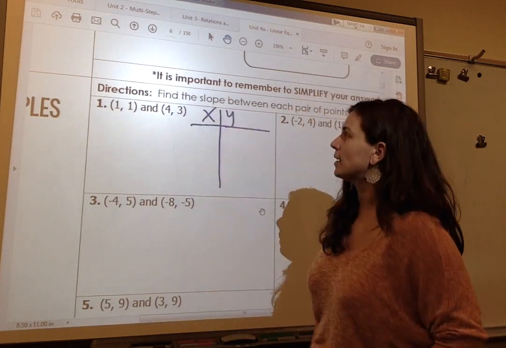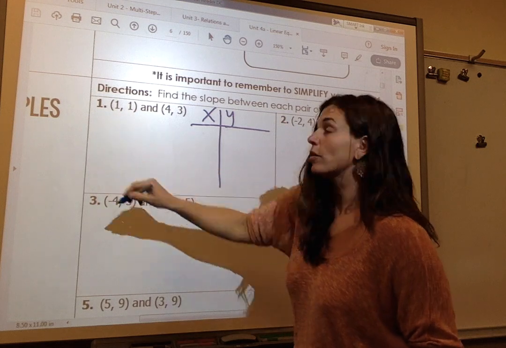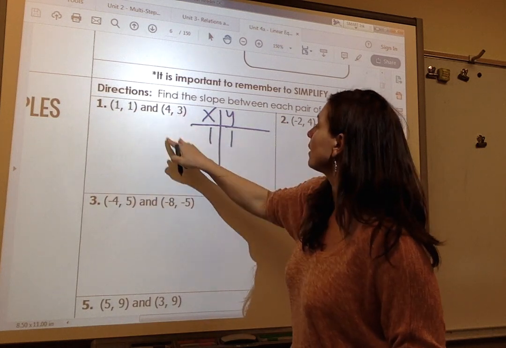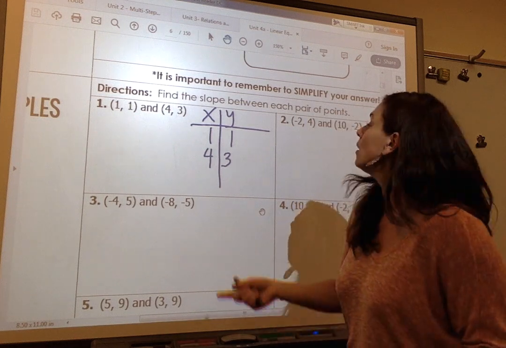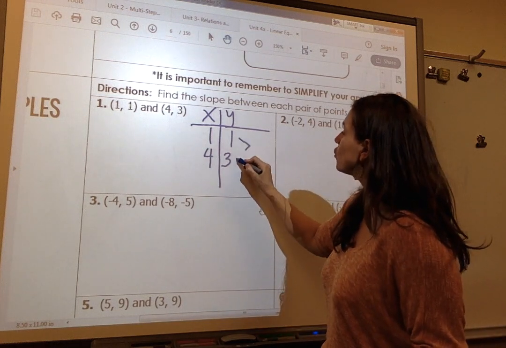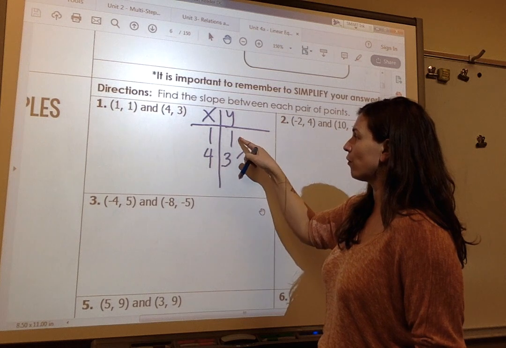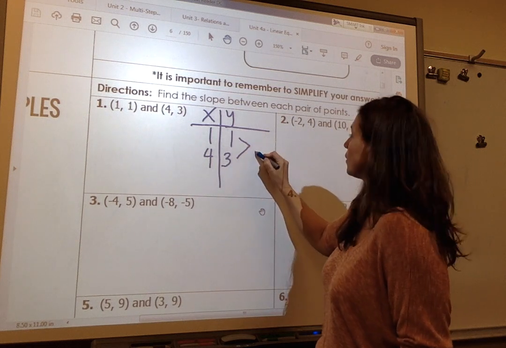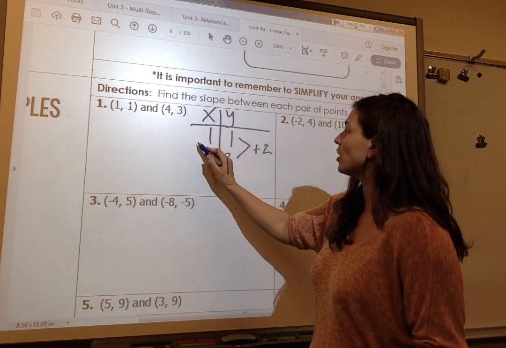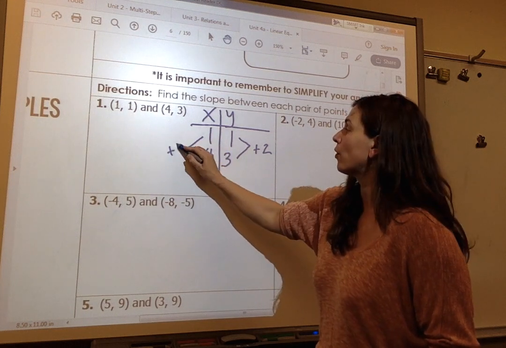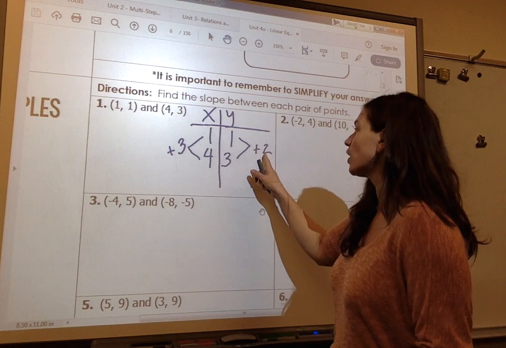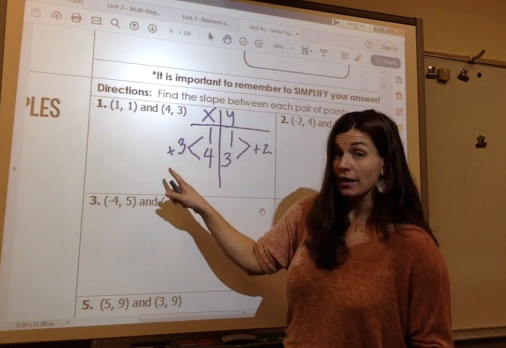Here's my x and y table. Here's my first ordered pair, so I'm going to move it 1 and 1. Here's my second ordered pair, 4 and 3. Now, we know slope is change in y. So if this is my change, how are they getting from 1 to 3? Well, they're adding 2. And my change in x, how are we getting from 1 to 4? We're adding 3.